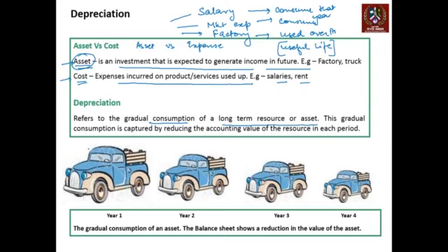Let's try and understand. Let's say you buy a truck. The value of the truck would be lower and lower each year. If you sell this truck after 1 year, or after 2 years, or after 3 years, or after 4 years, the value would tell you that there has been a reduction in the value of the truck, and a gradual consumption, in a sense, of the value that the truck gave you, right?